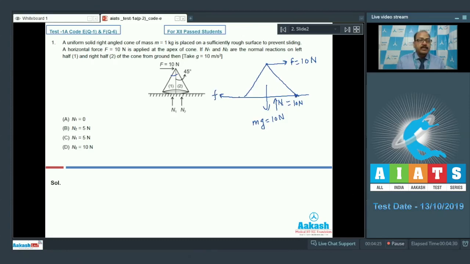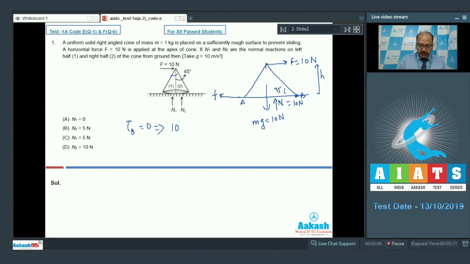Now let's take torque about this point. These 2 points, let's name them A and B. So if we take torque about point B, what do we get? Torque about point B is 0 for rotational equilibrium, which means 10 into height h, if this height is h. Since the apex angle is 90 degree, the half angle is 45 degree, this is also 45 degree, so h and r have equal value. R, the radius of the cone, is equal to its height.